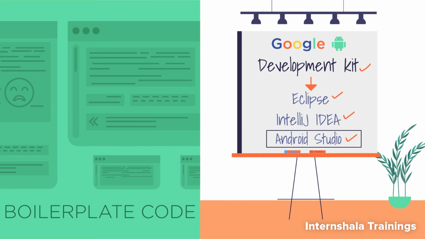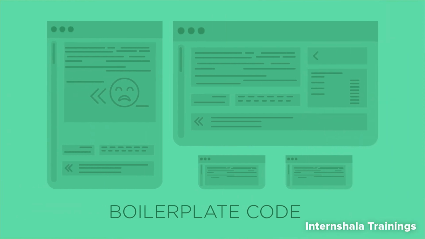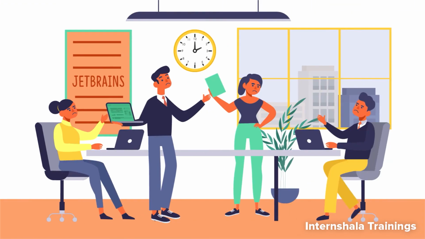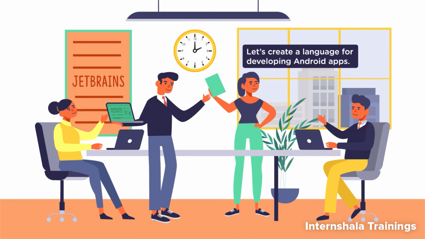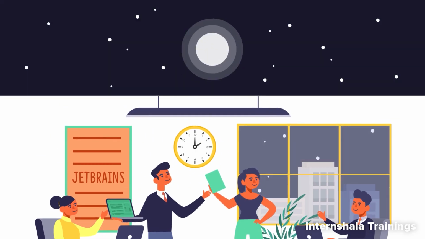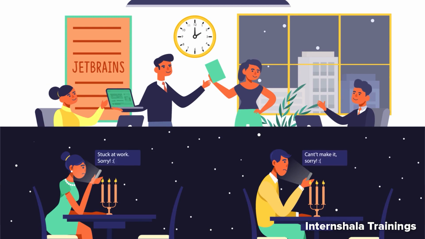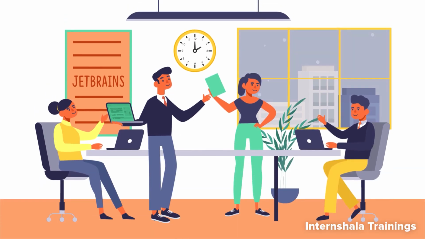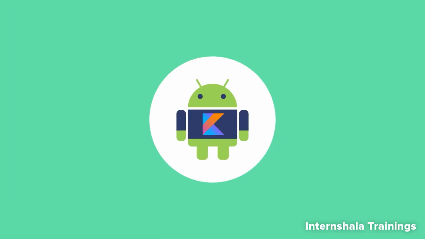But let's go back to the first problem, the boilerplate code of Java. Developers at JetBrains were also unhappy about it. So they came up with the idea of creating another language for coding Android apps. This language would be more powerful, easy to use, and would not have boilerplate code. They worked day in and day out to make it happen. They skipped their dates on Valentine's in 2016, and on 15th February 2016, they released the first official stable version of Kotlin, the new language they had made.